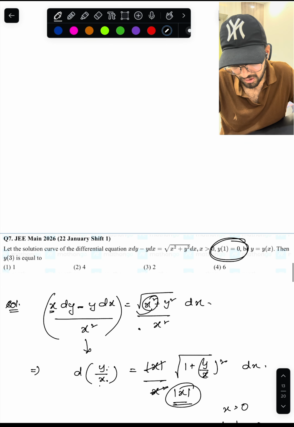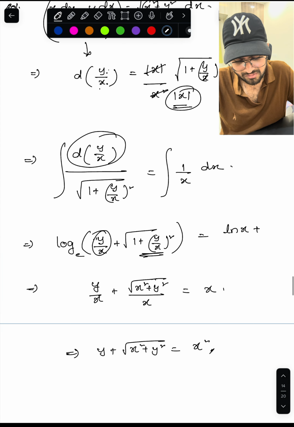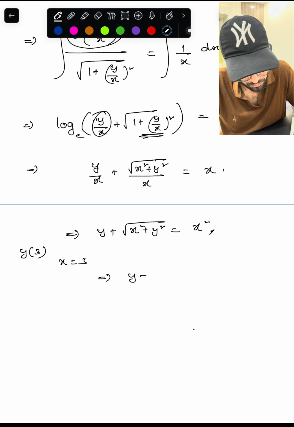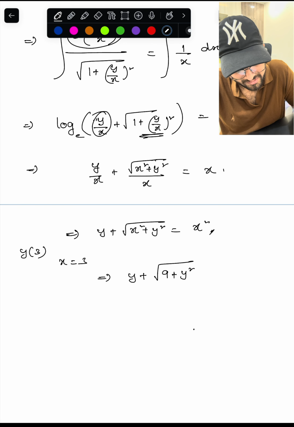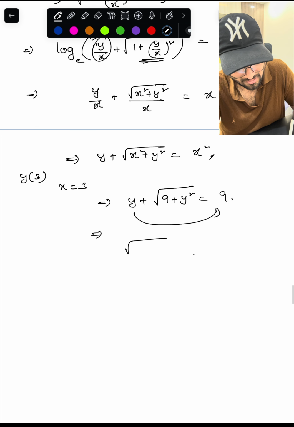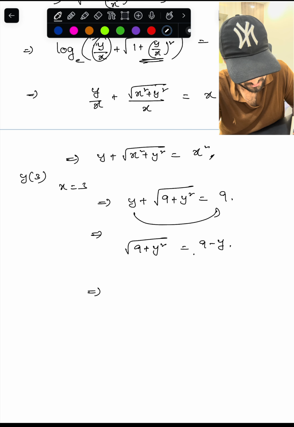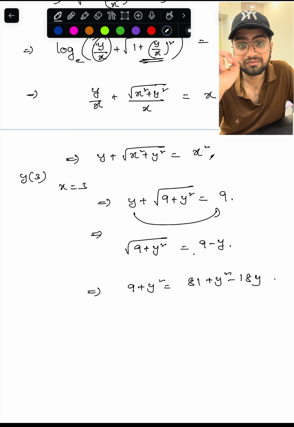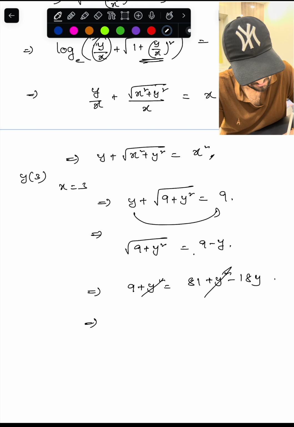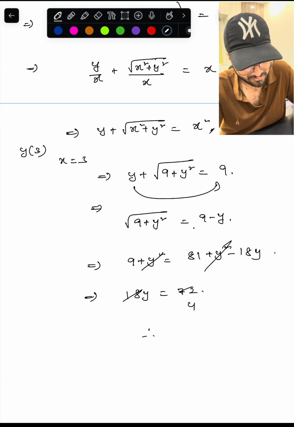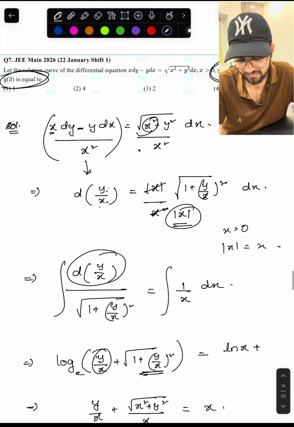Now what do we need to calculate? y of 3. So let's put x equals 3. For y of 3, you only have to put x equals 3. So y plus root of 9 plus y square equals 9. Let's solve this. I will take y to the other side, so you will get root of 9 plus y square equals 9 minus y. Square it up, and you get 9 plus y square equals 81 plus y square minus 18y. So y square cancels out. So 18y equals 81 minus 9, which is 72, and it cancels 4 times. That's it. So y is 4. We got our answer.